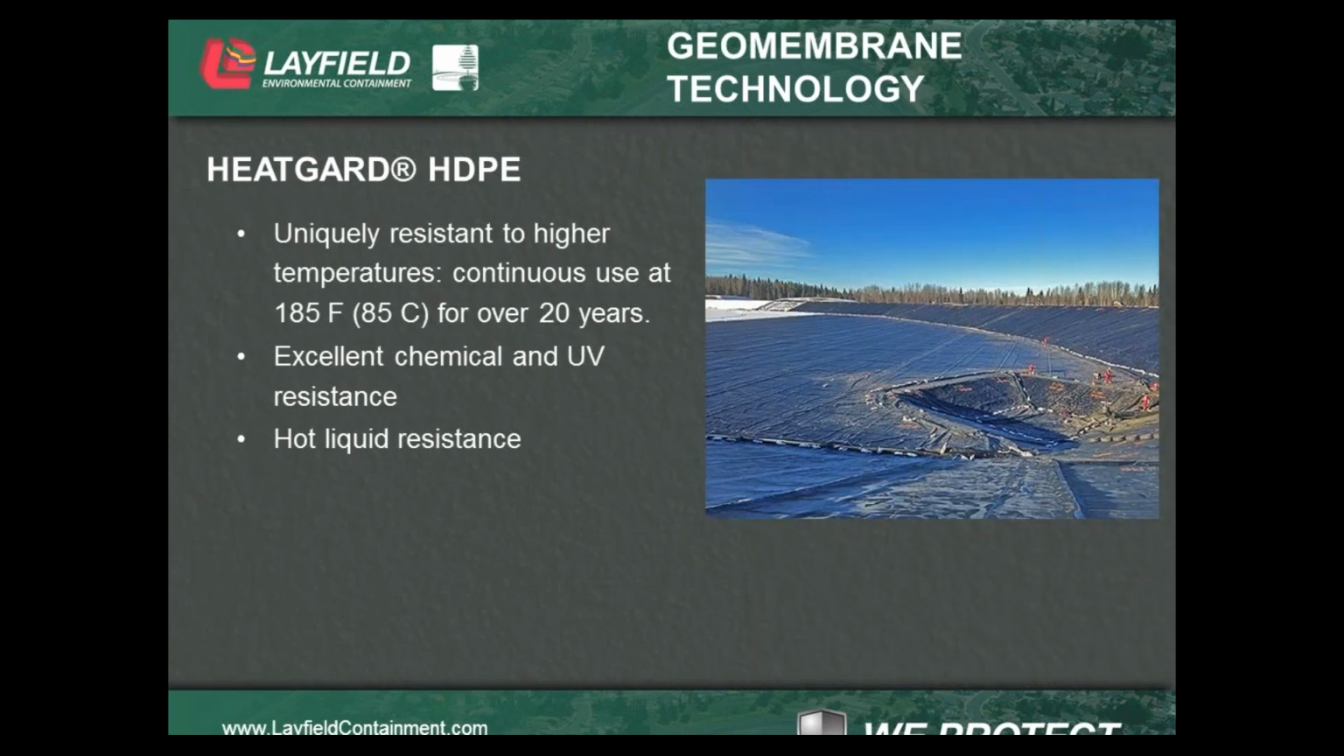One of those materials is heat guard HDPE. It's uniquely resistant to higher temperatures and can be under continuous use at 185 degrees Fahrenheit, 85 degrees Celsius for over 20 years. So in pipeline terminals and tank farms, if you've got heated tanks and stuff, this could be fairly beneficial for your use. It's got excellent chemical and UV resistance, good hot liquid resistance as well. So just something to consider when you're looking into putting a liner in on secondary containment within your terminal and tank farm.